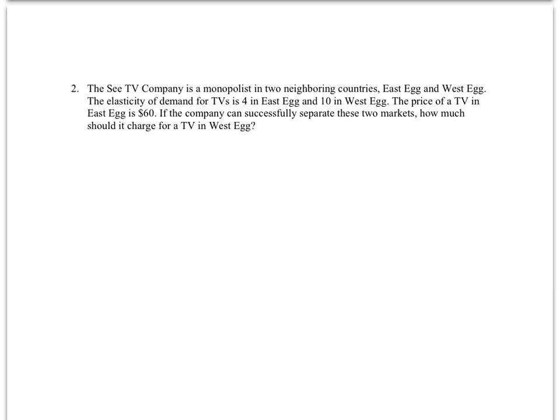Now this is problem number 2, and this problem is within class. As long as you know the formula for the marginal revenue in terms of elasticity, and as long as you know that the way the monopolist can maximize revenue when you have two markets is by making the marginal revenue in market 1, which in this case will be the East, equal to the marginal revenue in the West.